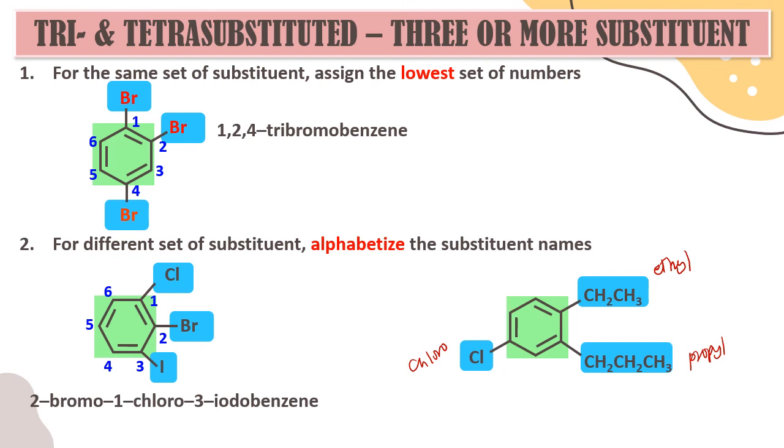So we're going to number based on alphabetical order. Based on alphabetical order, by right, it should go to chlorine. But if we put chlorine as number 1, the set of numbers will become bigger. So instead, we give ethyl as number 1. So it will be 1, 2, 3, and 4. So the name will be 4-chloro-1-ethyl-2-propylbenzene.